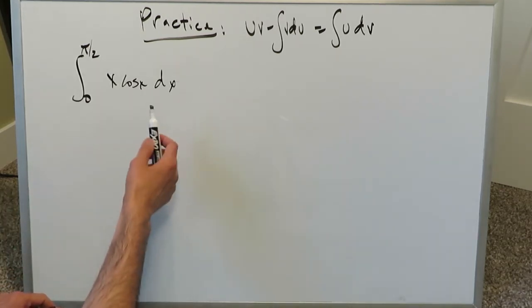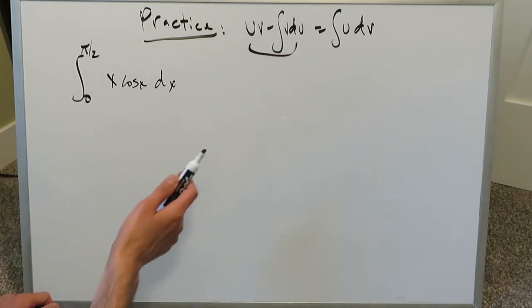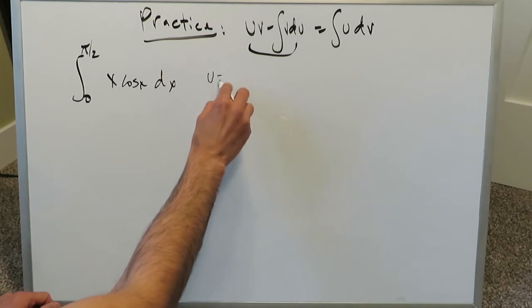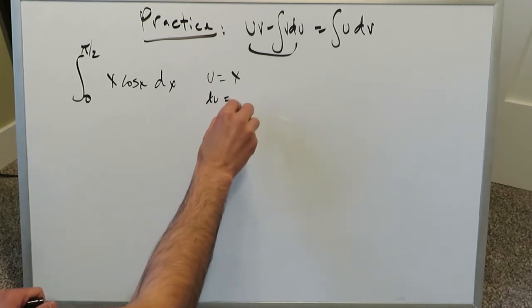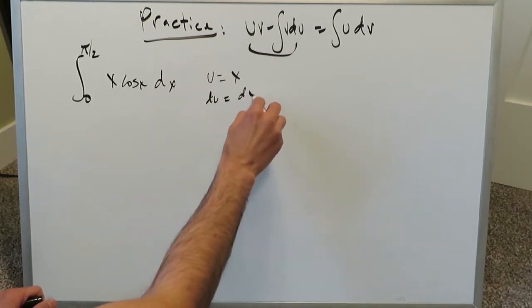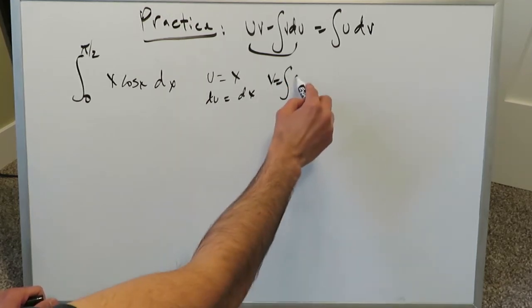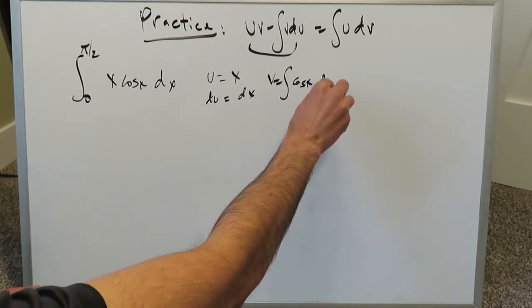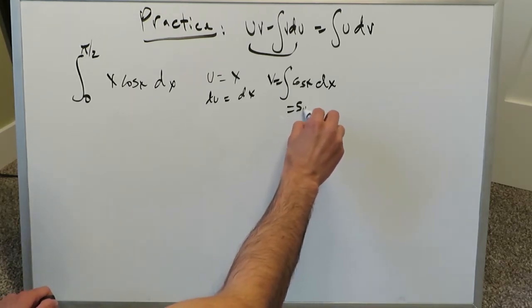The best thing you can do over here, and this is the format we're always using, is to make a good substitution. Here u should be x, because once you take its derivative, it will eliminate that variable. du is equal to the derivative of x, which is just dx. v is always equal to the integral of that which remains within your integrand, which here is the integral of cosine x, and you know that to be sine x.